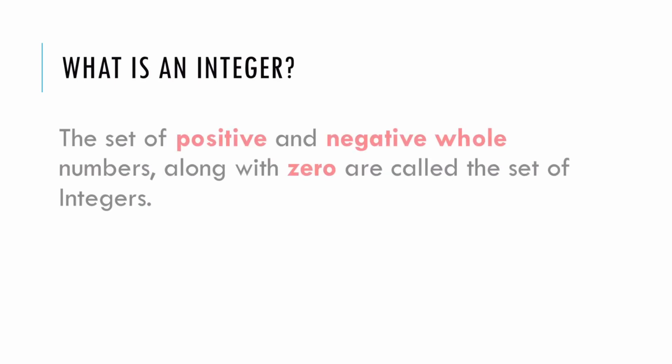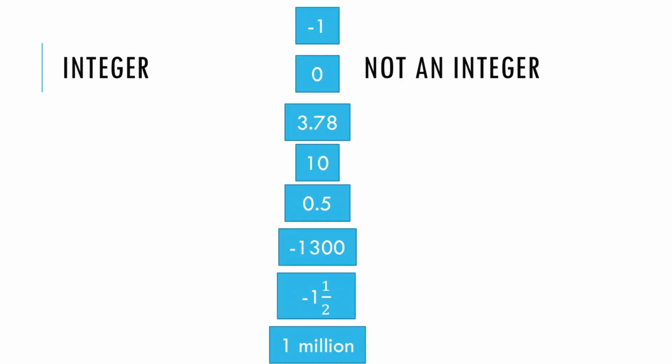So what is an integer? Well, the set of positive and negative whole numbers along with 0 are called the set of integers. So let's look at what is an integer and what is not an integer.